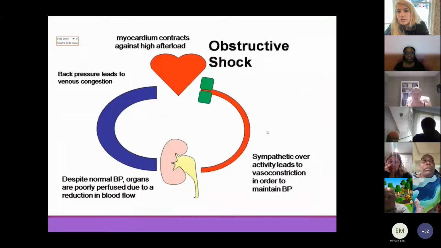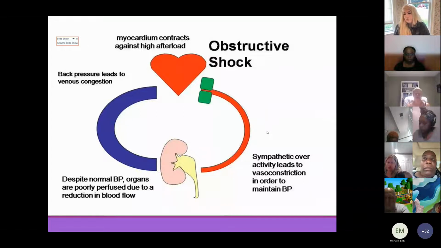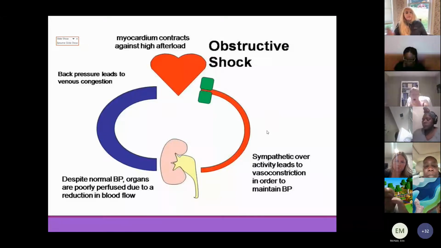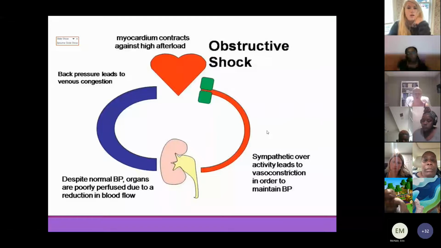So what happens is our heart is pumping, but it has a very high afterload. So it's pumping against basically a very high gradient. So the back pressure leads to venous congestion, and then it leads to vasoconstriction because it's trying to hold on and maintain the normal blood pressure. And then despite all of that, basically our organs still end up not being perfused. And because of the constriction, we have a decreased amount of blood.